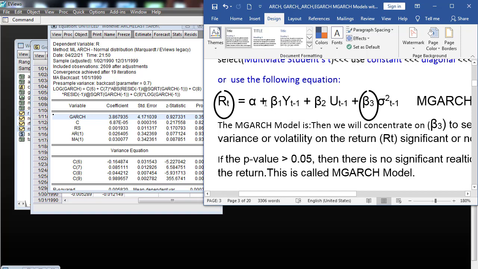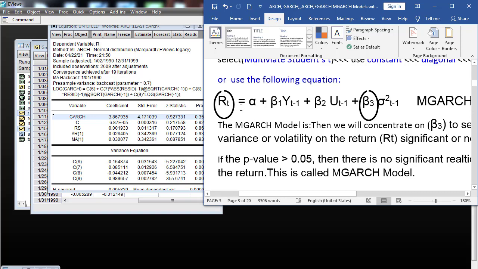If the p-value of beta 3 for GARCH is not less than 5%, we accept the null hypothesis and reject the alternative, which means there is no impact from GARCH lag 1 squared on the return. There is no significant relation between the variance and the return. This is what we call the MGARCH model.